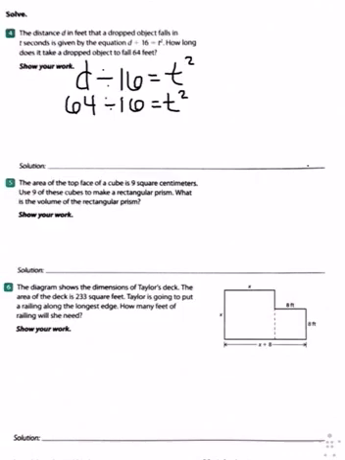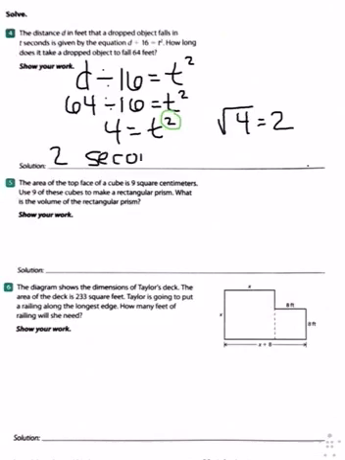64 divided by 16 is 4. 4 equals t squared. However, 4 is not our answer. We have to do the opposite, the inverse of the exponent 2, which is a square root. The square root of 4 is 2, so 2 seconds.